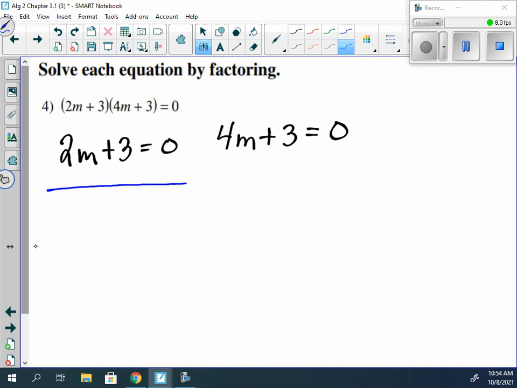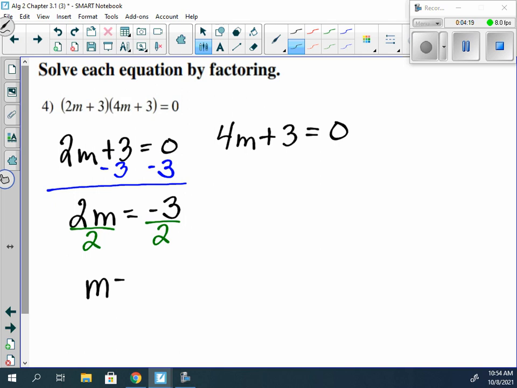So we would do what first? Subtract the 3 from both sides, which will tell me that 2m is equal to -3. And from here we would divide both sides by 2, which tells me m is equal to -3/2, or -1.5, or any other way to express that.